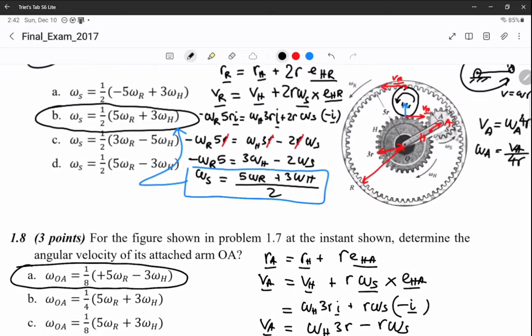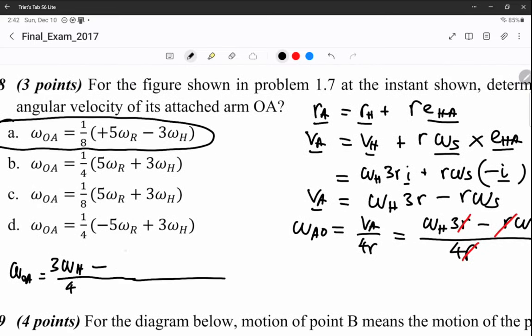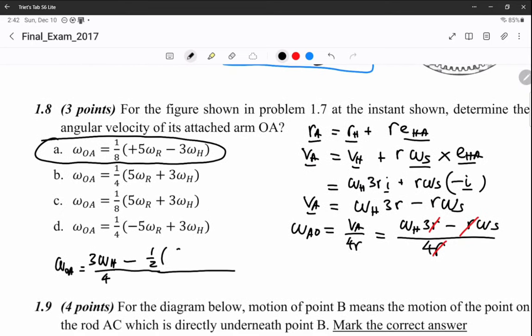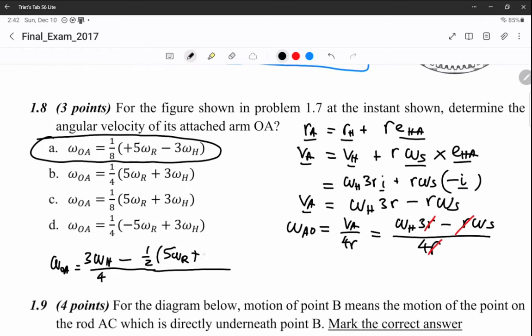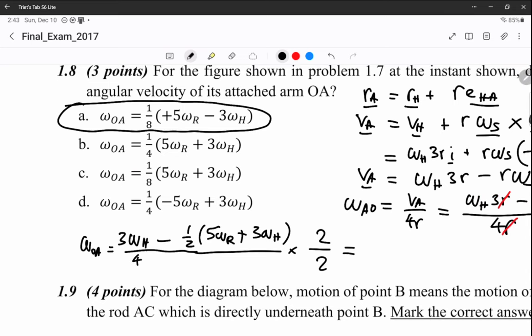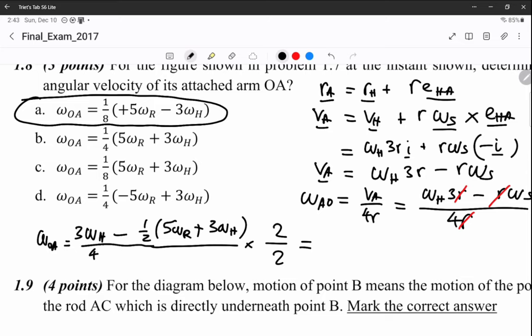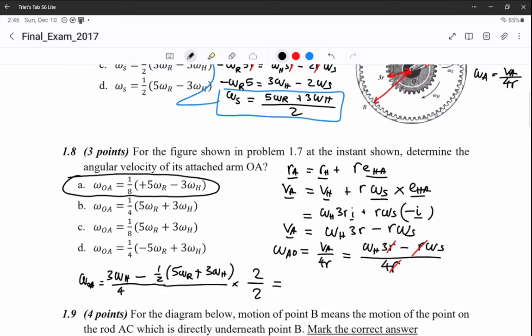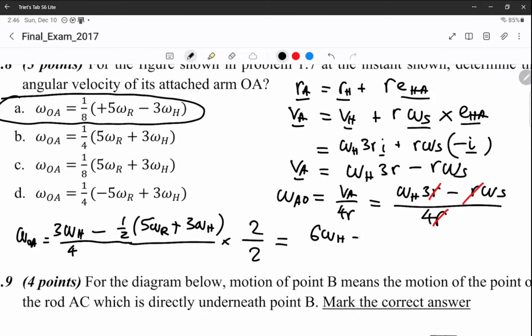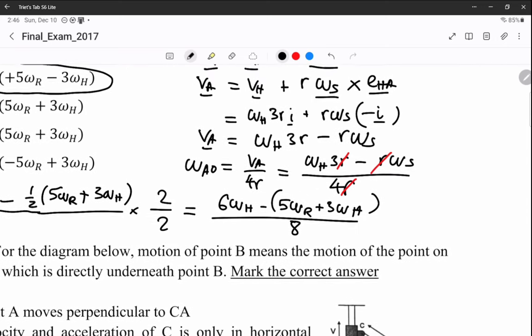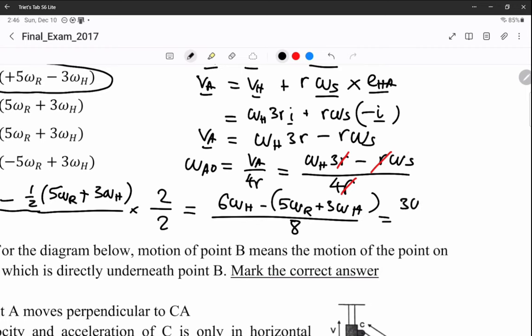Okay, and then omega S up there is 1 half. Omega F is going to be 1 half phi omega R plus 3 omega H. Okay, and then you times 2 for top and bottom, right? No, that doesn't look right. Oh wait, that is right. Never mind, it's about right. So that's going to be 6 omega H minus phi omega R plus 3 omega H. Bottom you have 8. That's going to be 3 omega H minus phi omega R over 8. And so that's going to be the answer.